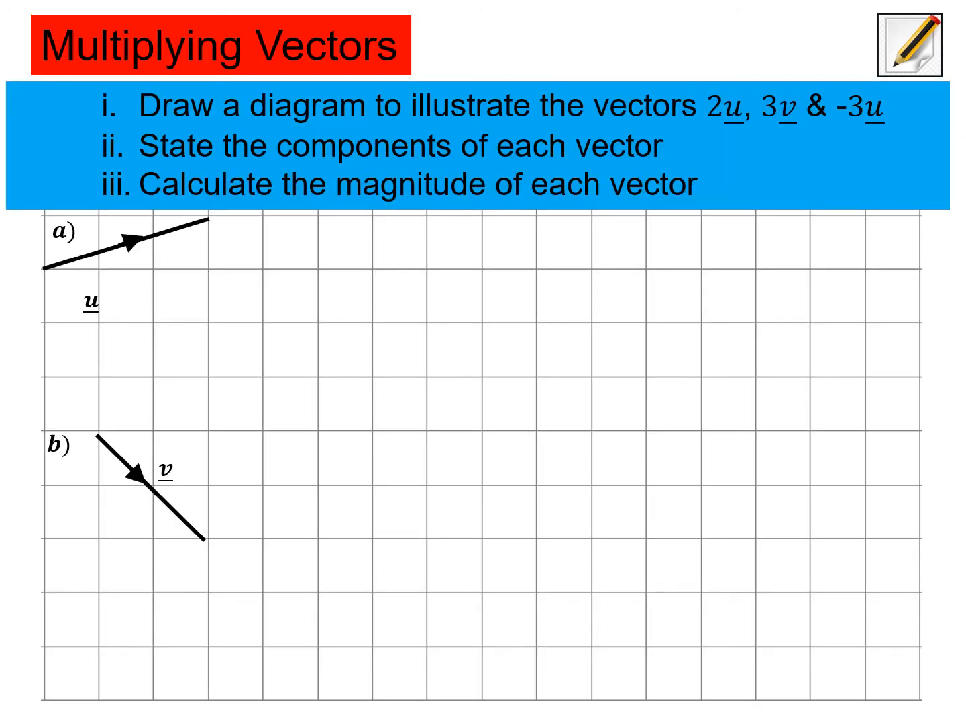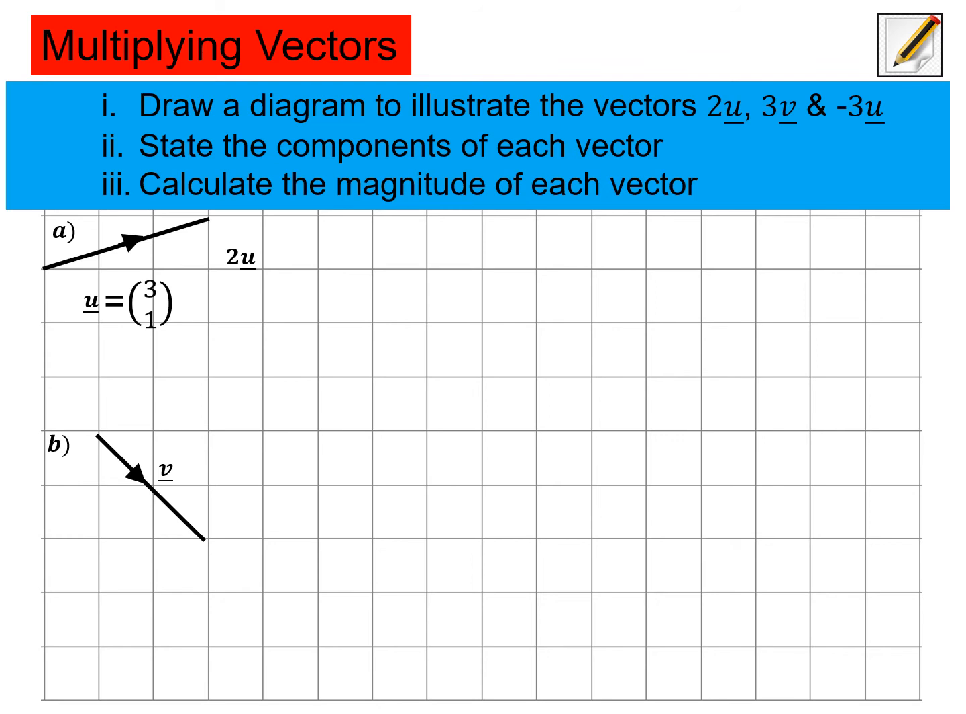Here we've been given an example where we're asked to draw diagrams to represent the vectors 2u, 3v and -3u. State the components of each vector and calculate the magnitude of each vector. Previously we were given column vectors to use, but in this example we've been given diagrams of the directed line segments. So all we have to do here is just identify the column vector first. If we look at A, vector u, from start to finish we need to go 3 to the right and 1 up, so therefore it has a component vector of (3, 1).